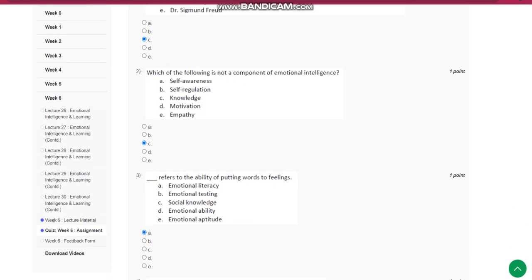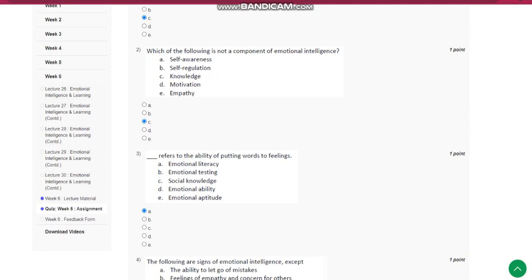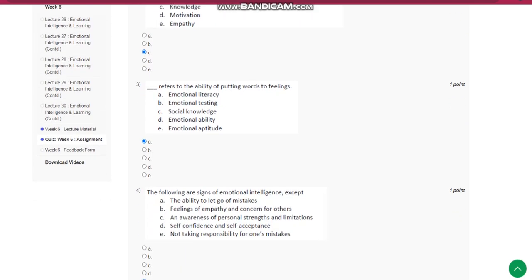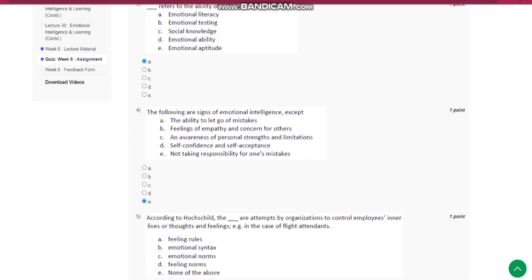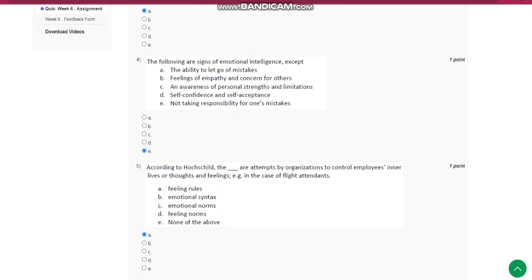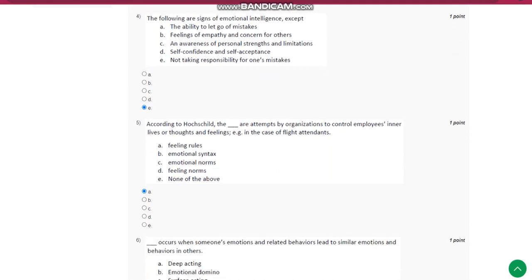Question number 2 is, which of the following is not a component of emotional intelligence? C, that is knowledge. Question number 3 is, dash refers to, that is emotional literacy, refers to the ability of putting words to feelings. Question number 4 is, the following are signs of emotional intelligence except not taking responsibility of one's mistake.